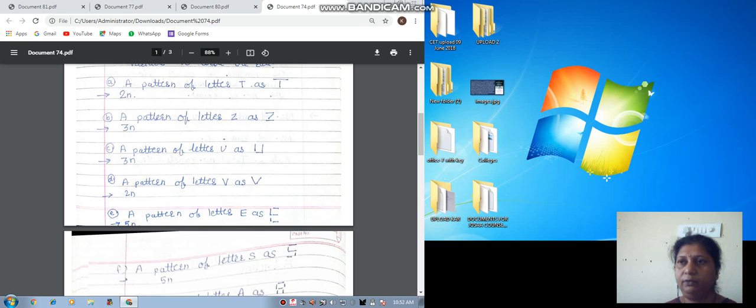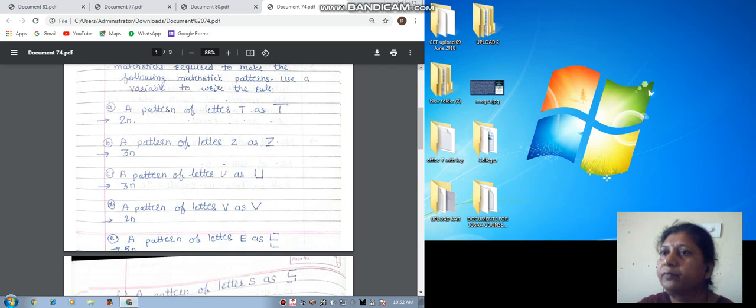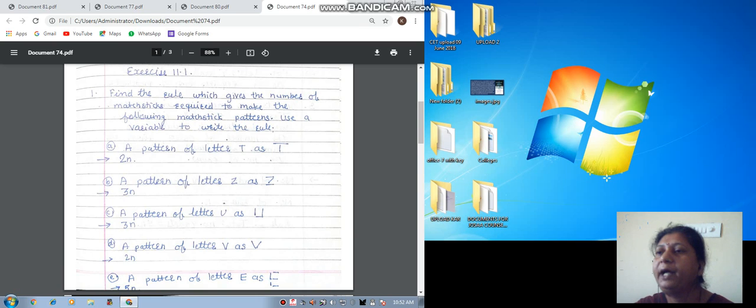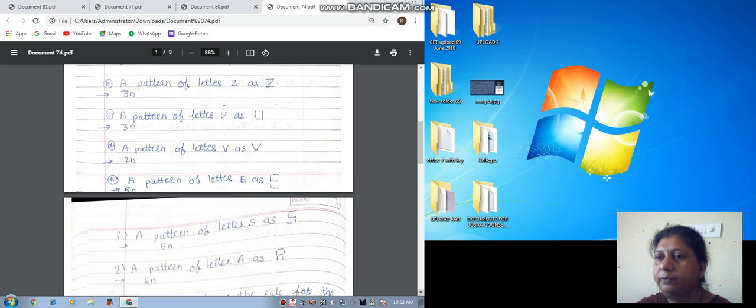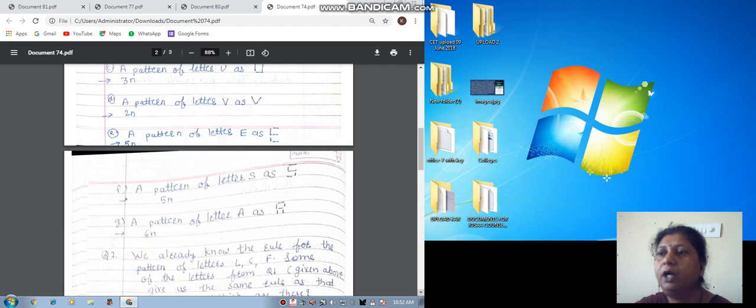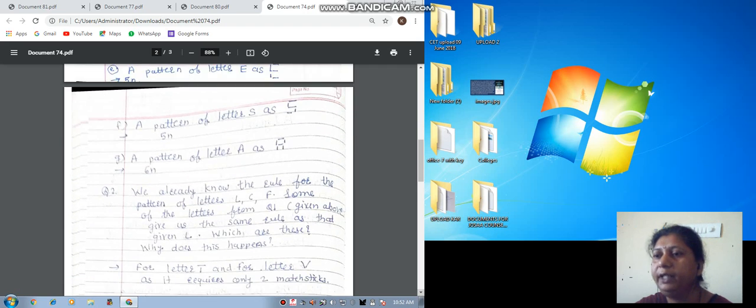Then we studied exercise 11.1. See here, the pattern for different letters. For example, for the letter T we require 2n. The pattern for letter Z is 3n. See here, 1, 2 and 3, right? Then the pattern for letter U, 1, 2, 3, is 3n. Get it? Next. In this way we form different types of letters, right?